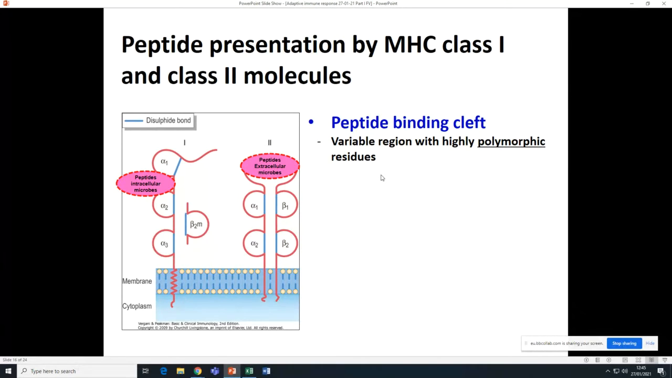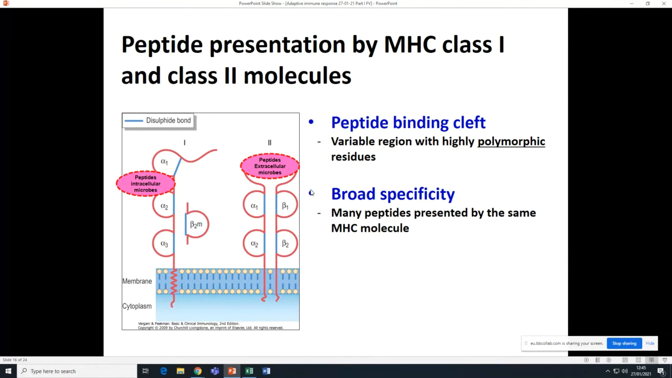So I'm not going to spend too much time on that. These are what they look like, the MHC class 1, MHC class 2. This is basically where the peptide is being presented. And this area where the peptide is presented has highly polymorphic protein residues. I said that. So this is a broad specificity, meaning that although one MHC molecule can only present one peptide at a time, one single MHC molecule can present different peptides, okay? And this is just to maximize the presentation capability.